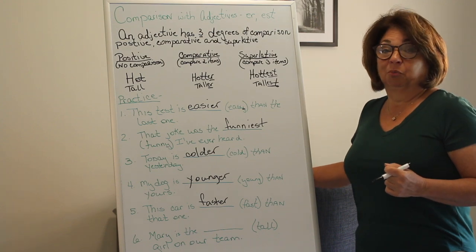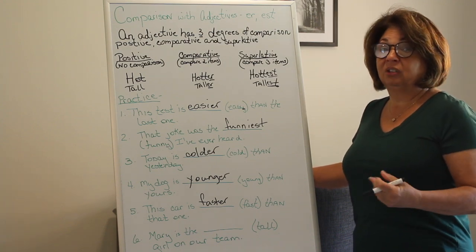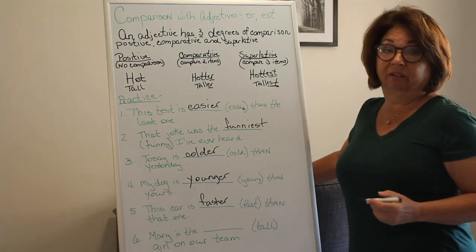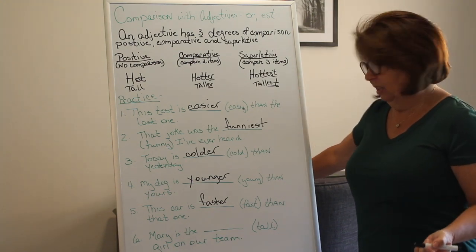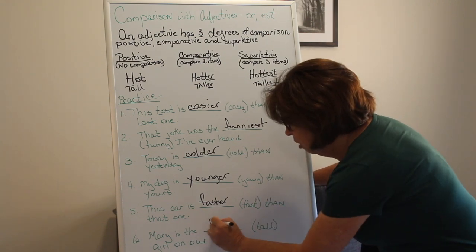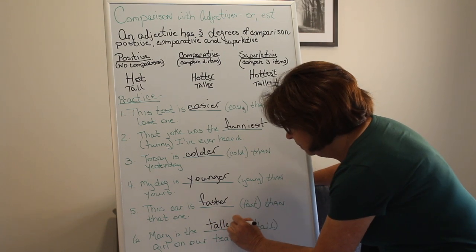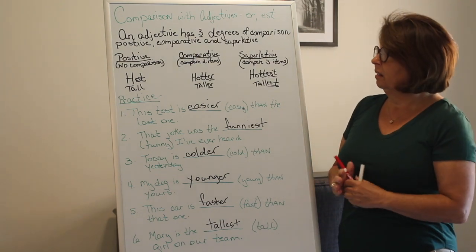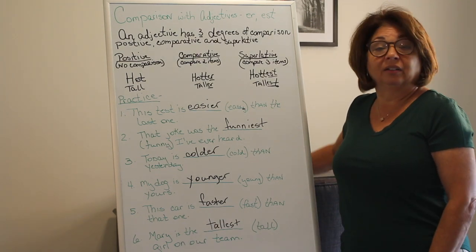A team usually has more than 2 people on it. So this time we're comparing more than 2 people. So we have to use superlative. Okay, so we're going to add EST on the back. So Mary is the tallest girl on our team. All right, guys. That is it for comparative and superlative.